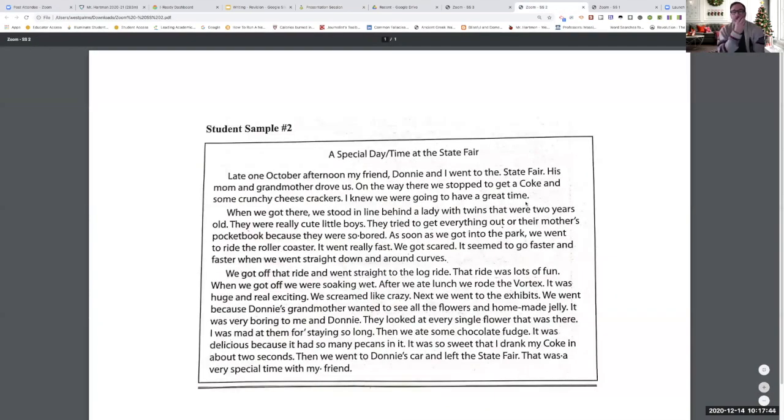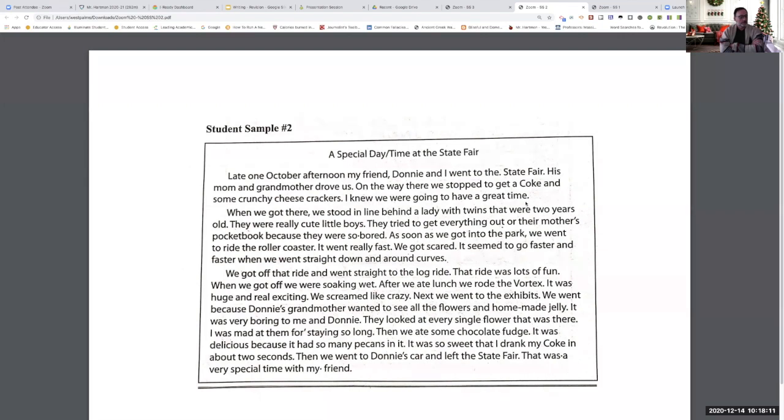So a special time now. We're at the state fair, but is there one idea that is controlling the writing? Not really. I mean, they're at the state fair, but we're talking about all kinds of different rides. We're talking about basically this is what I did from start to finish.